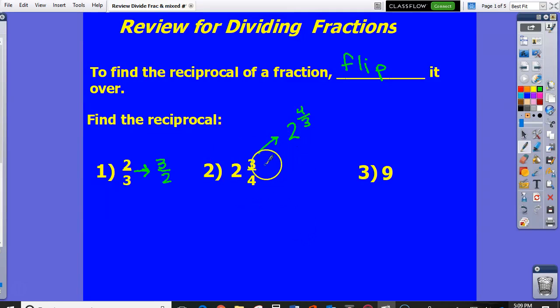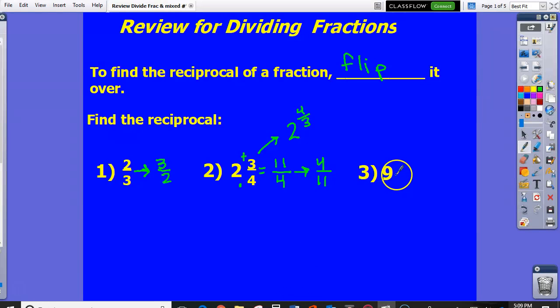First, you need a fraction, and it will be equivalent to the mixed number, so we'll write the equal sign. Multiply the 4 times the whole number. 4 times 2 is 8, and 8 plus 3 is 11. The denominator stays the same. Now that we have a fraction, we can find the reciprocal by flipping it over. So the reciprocal will be 4/11.